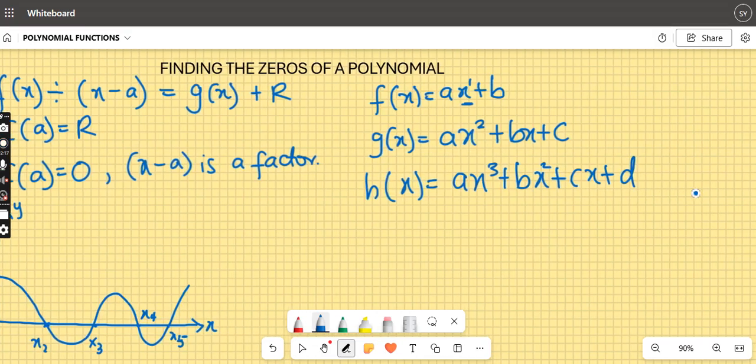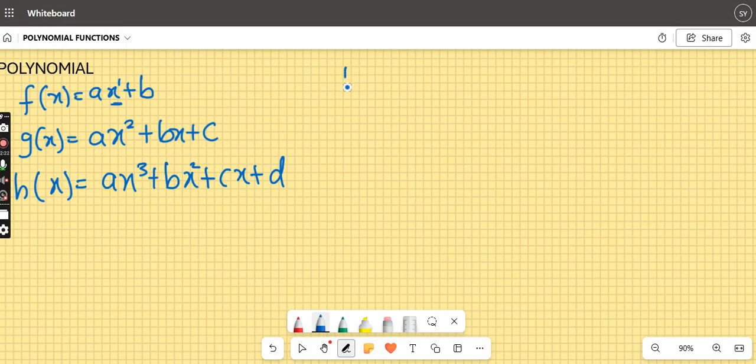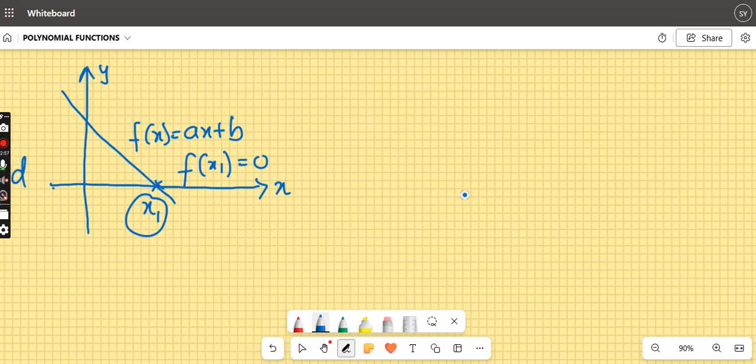Let me give you a visual representation of this. So for our linear, we have our ax plus b. Now, we see our function meeting the x-axis at only one point. We call it the x-intercept, and that is the zero of the function. If you put x1 in the function, we are going to get 0. That's for the linear.